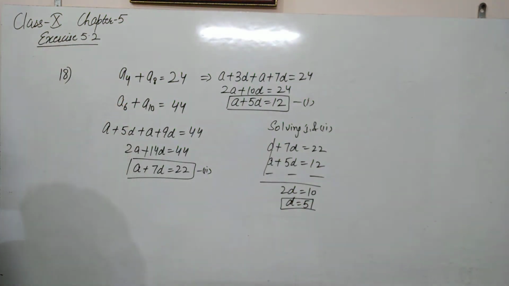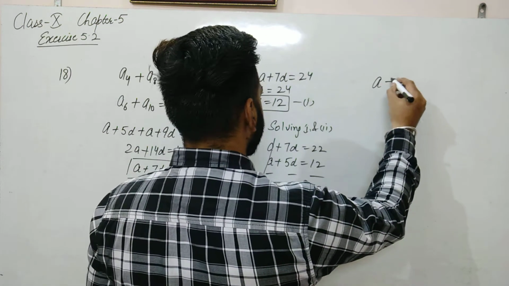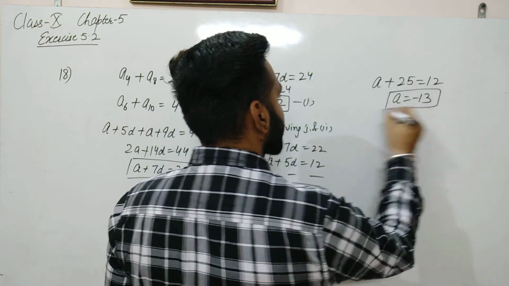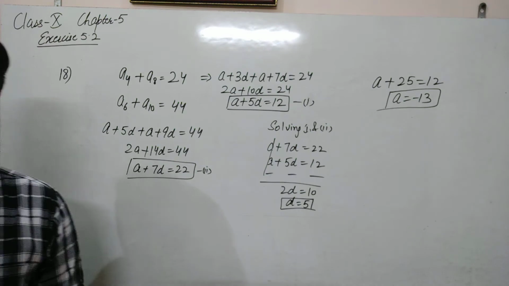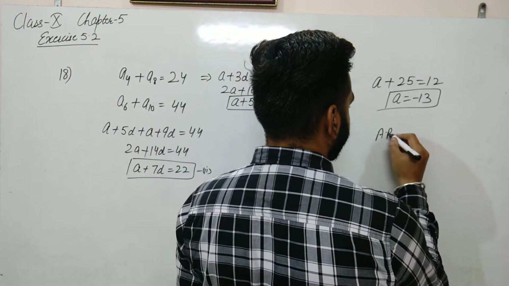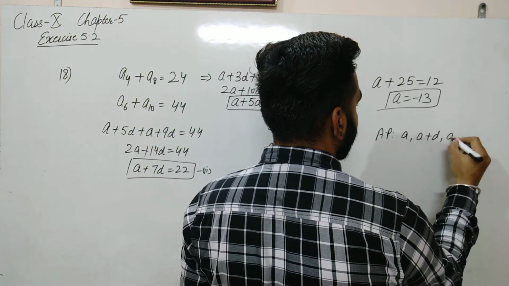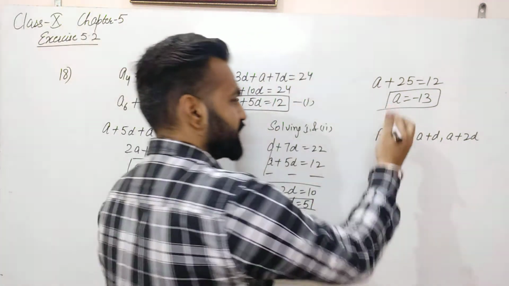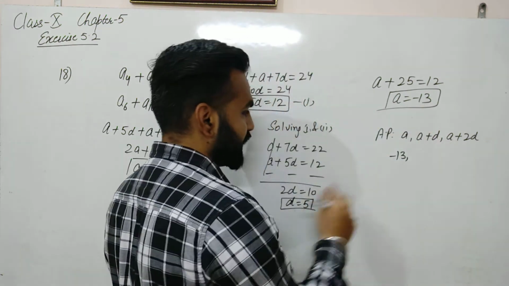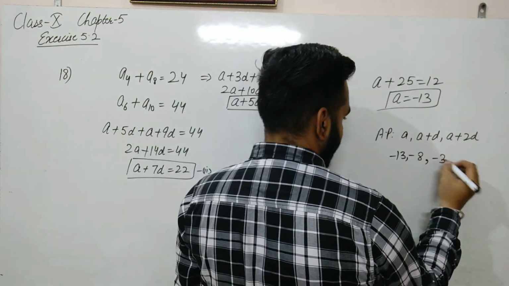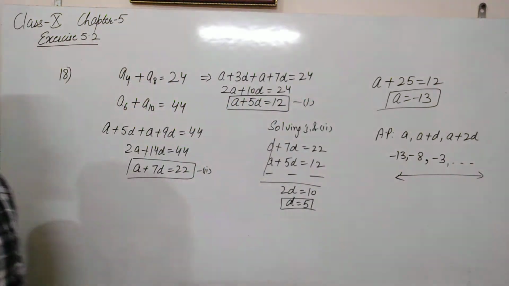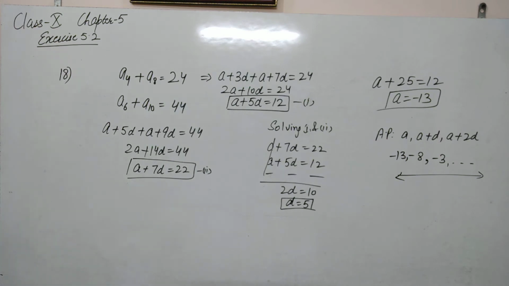So we will put the value of D in any equation now. So I am putting here. A plus 5 into 5, 25 is equal to 12. A will be equal to minus 13. So A is known now, D is known. So therefore AP is A, A plus D, A plus 2D. We have to tell just the 3 terms of the AP. The first term will be minus 13, next will be minus 13 plus 5, minus 8, next will be minus 3, and so on. So this was question number 18.